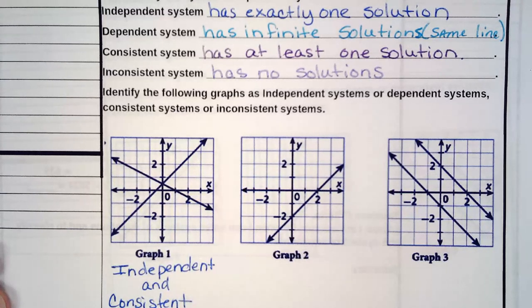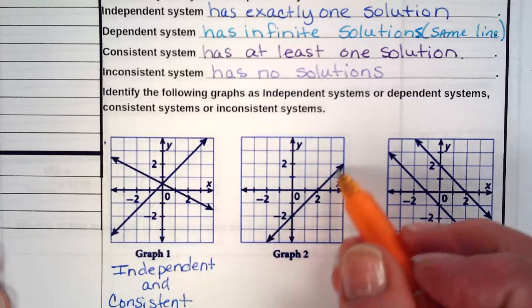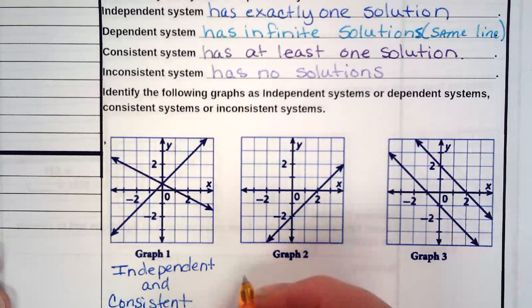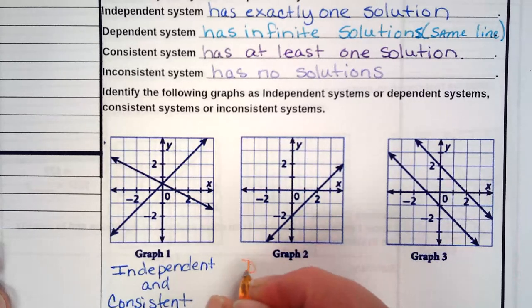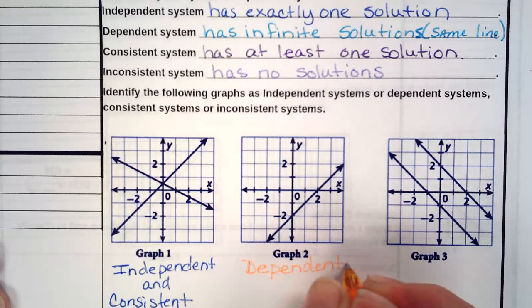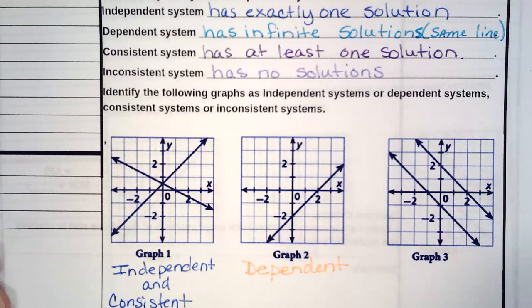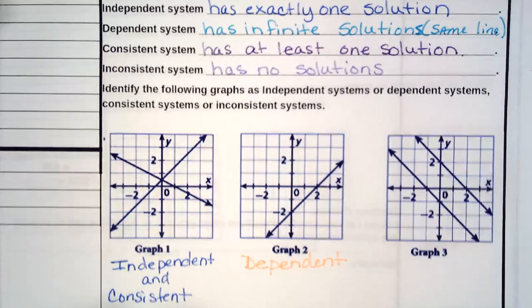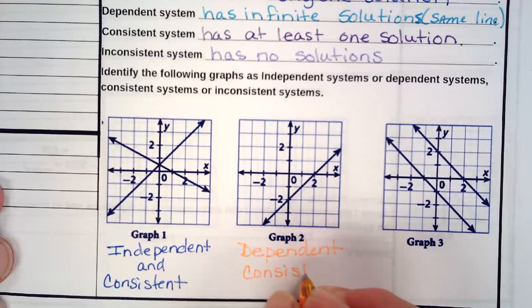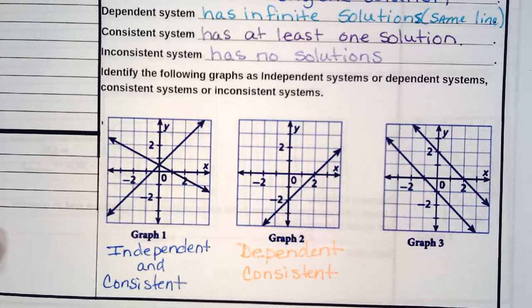What about the next one? This is one line on top of the other. So would that be independent or dependent? Well, this would be dependent because it is one line over the other. Now, would it be consistent or inconsistent? Dependent and consistent. Remember, inconsistent is if you have no solutions.